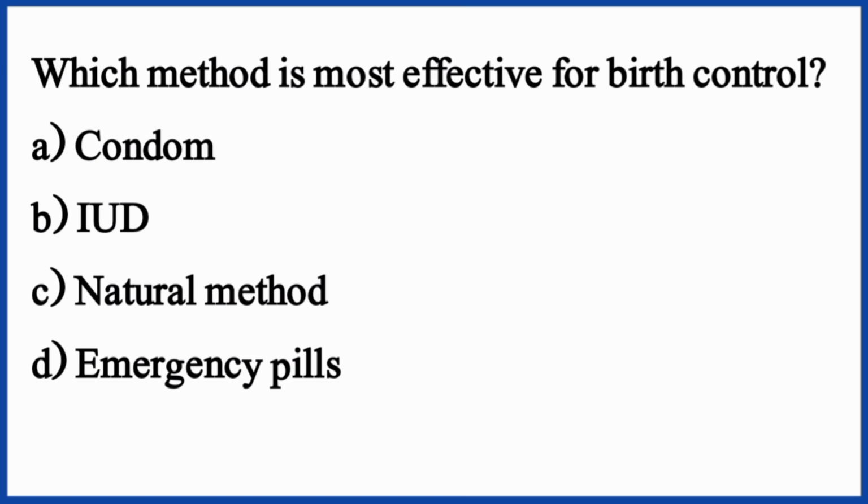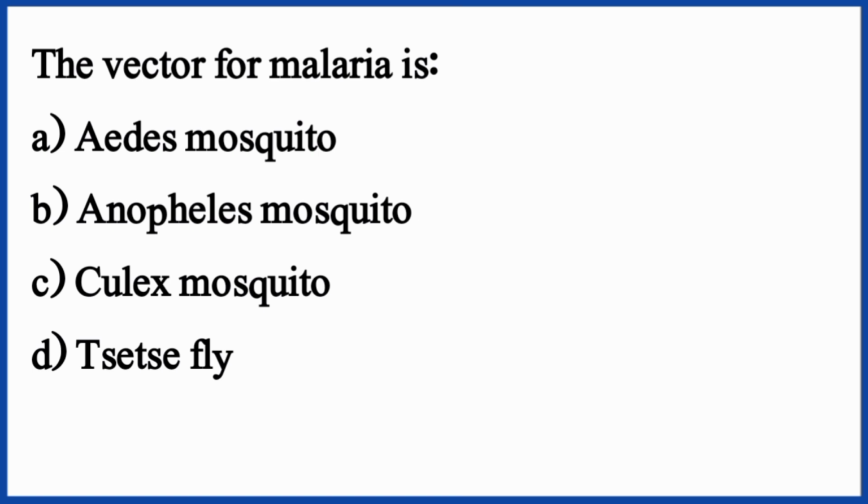Which method is most effective for birth control? The correct option is option B, IUD. The vector for malaria is. The correct option is option B, Anopheles mosquito.